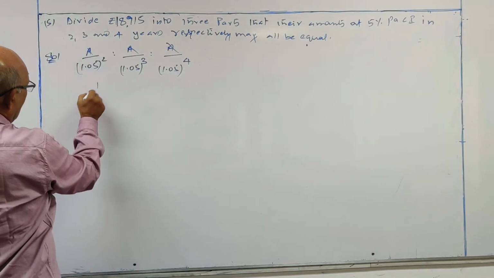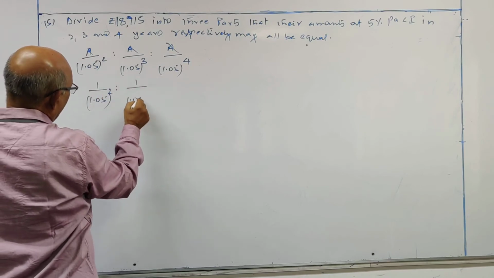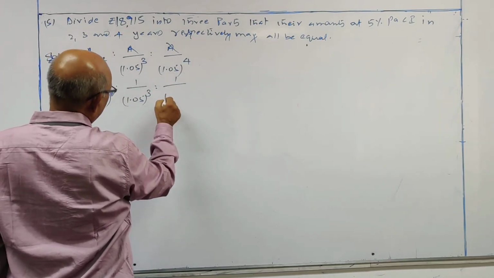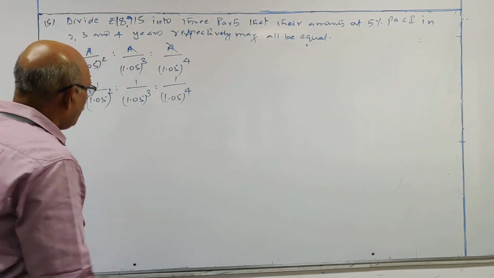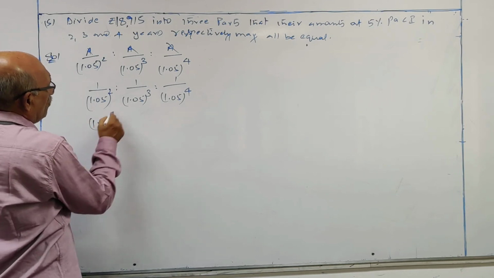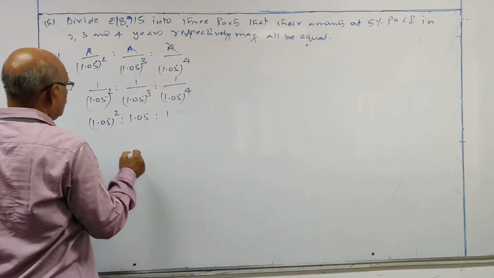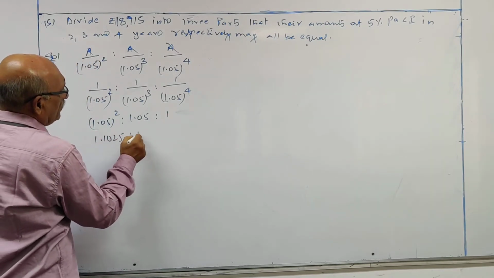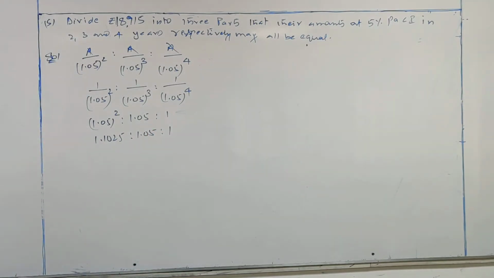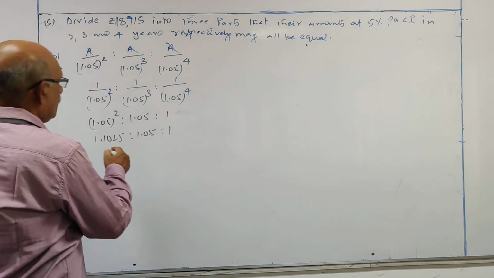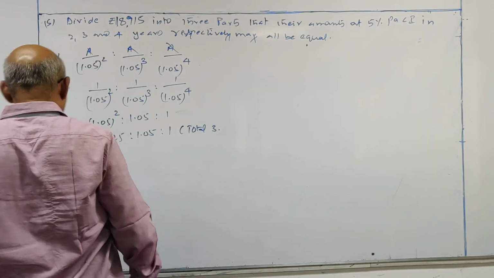A cancel. 1 divided by 1.05 whole square, 1 divided by 1.05 whole cube. So when I multiply with 1.05 whole power 4, 1.05 whole square is to 1.05 is to 1. 1.1025 is to 1.05 is to 1. And we have total from the previous question. This is 3.1525.